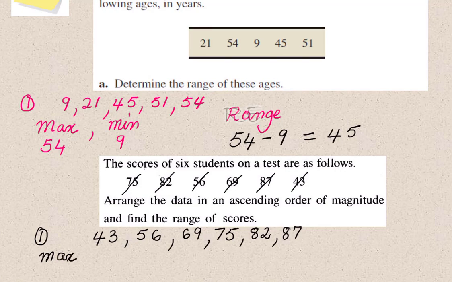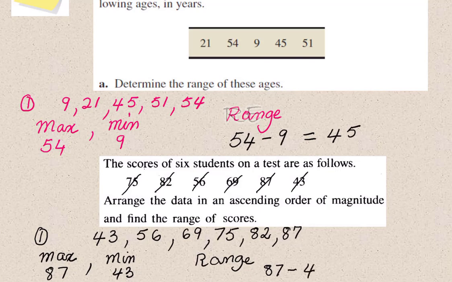So the max is 87. And the min, well, the min is 43. So the range is going to be equal to 87 minus 43, which would be 44.